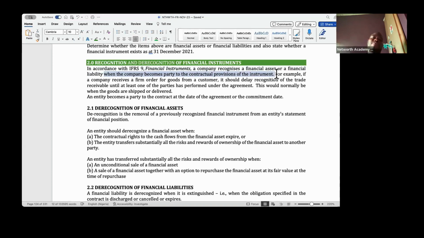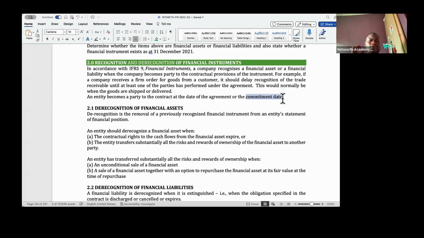When an entity becomes a party to the contract, then you can recognize that financial instrument in your books, whether you have an asset or a liability. An entity becomes a party to the contract either at the date of agreement or the commitment date. The date of agreement is the date the contract was signed. The date of commitment may be the date you invested, or if you are the one collecting money, the date you collected the money.